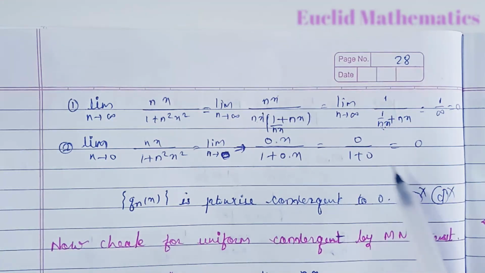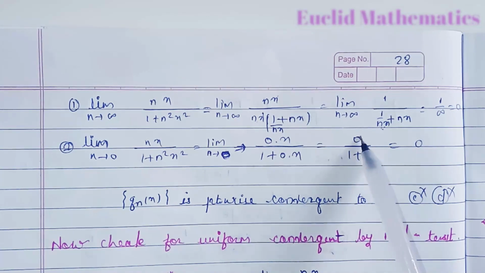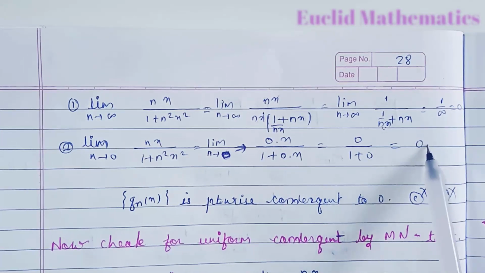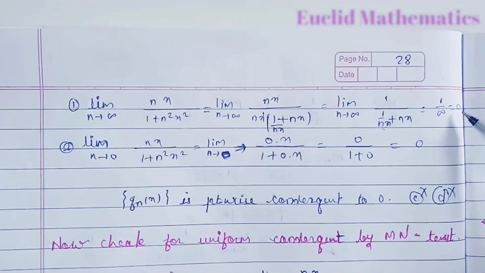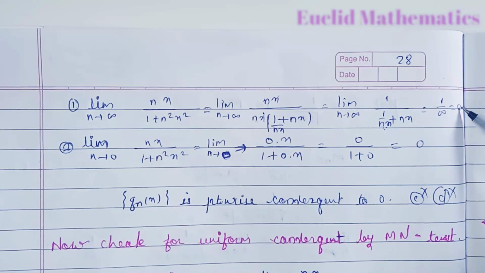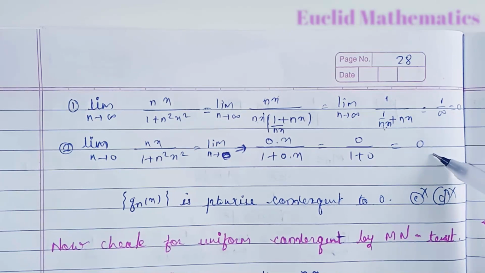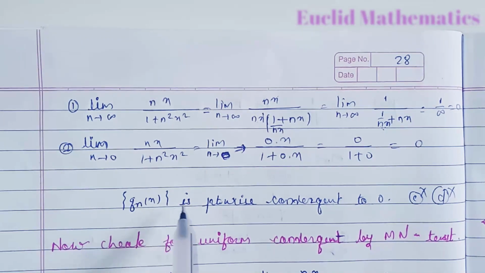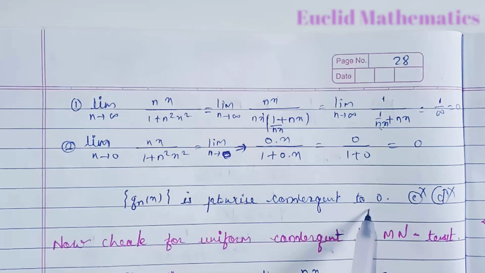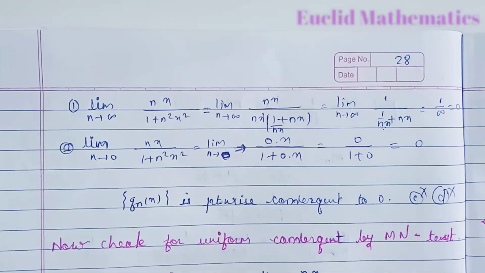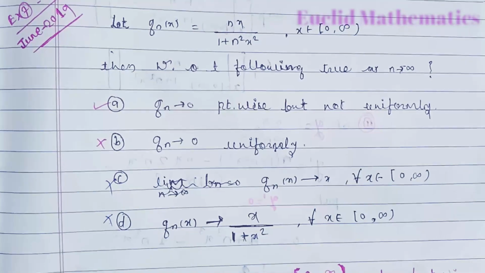Remember, always keep in mind that 1 upon infinity is 0, and 0 upon any number is always 0. So we observe here at the end point our sequence of functions gn(x) gives a finite value and exists. So if it is a finite value and exists, that means we say that gn(x) is pointwise convergent to 0.